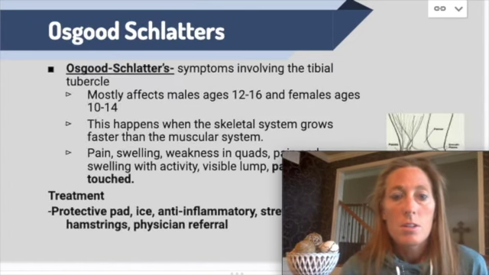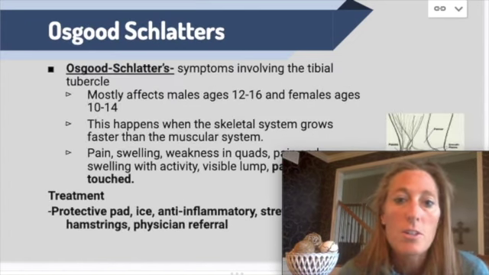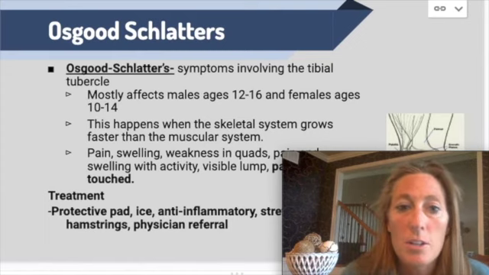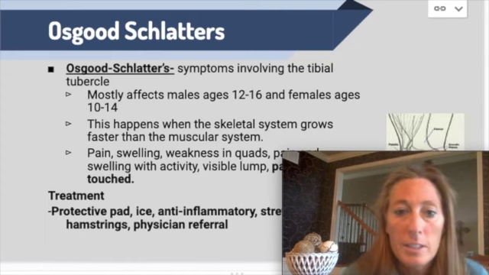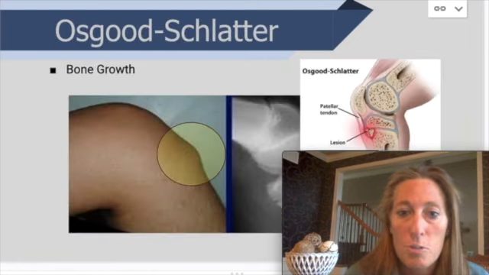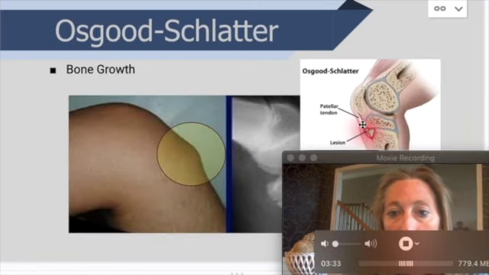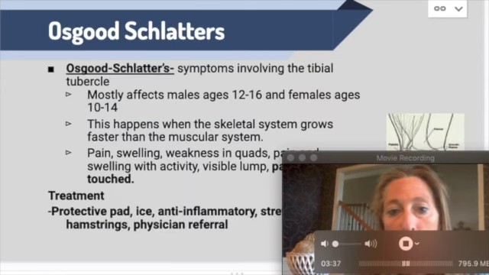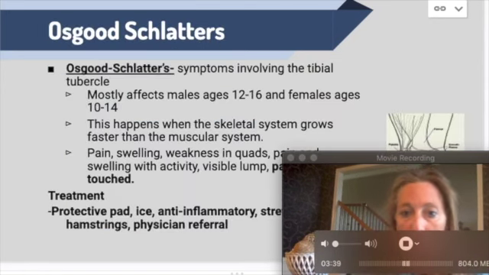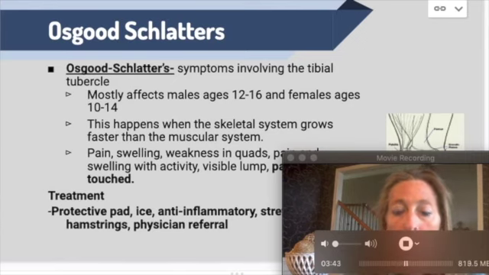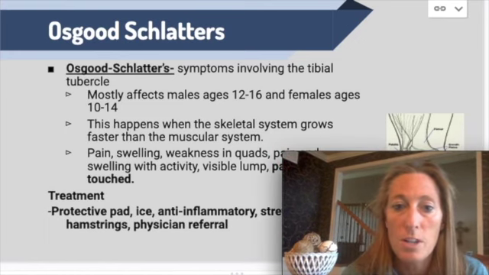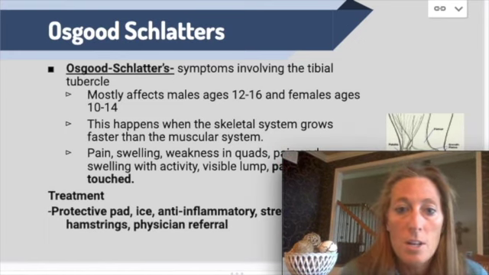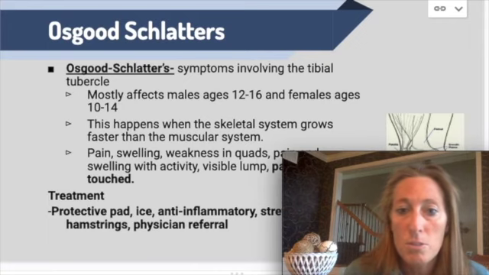Next is Osgood-Schlatter's. Osgood-Schlatter's symptoms involve the tubercle of the tibia, which is on the front. I think on the next slide there's a picture, and there's going to be a lump there, and the bony surface is going to start to grow. It mostly affects males ages 12 to 16 and females ages 10 to 14. A time of rapid growth during adolescence is when Osgood-Schlatter's often happens, when the skeletal system grows faster than the muscular system.